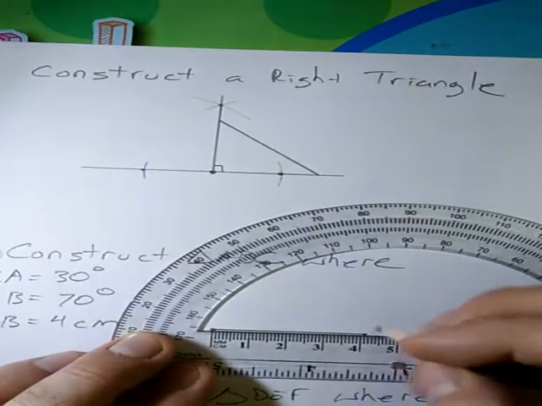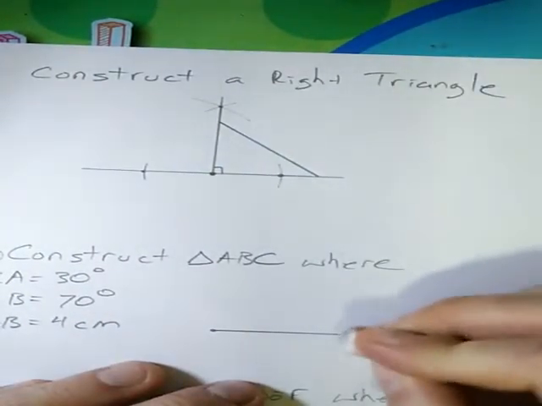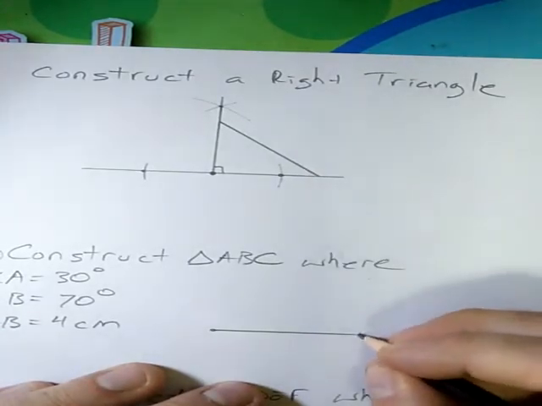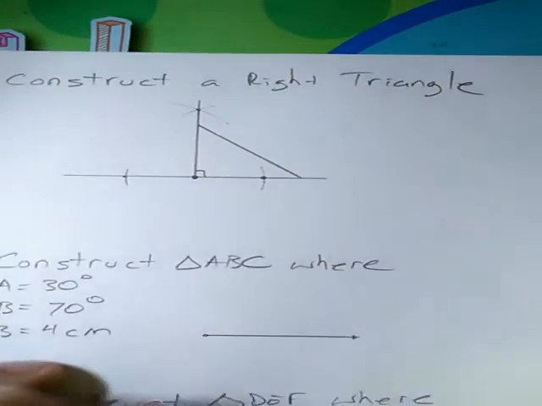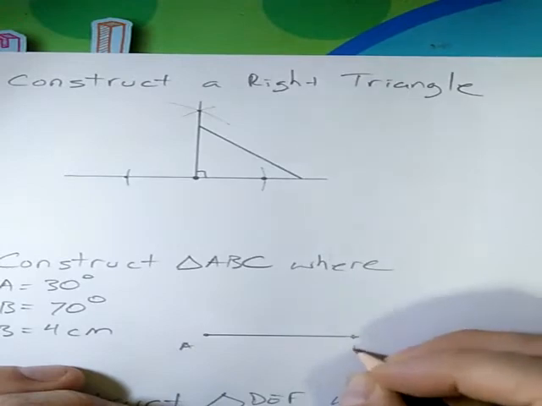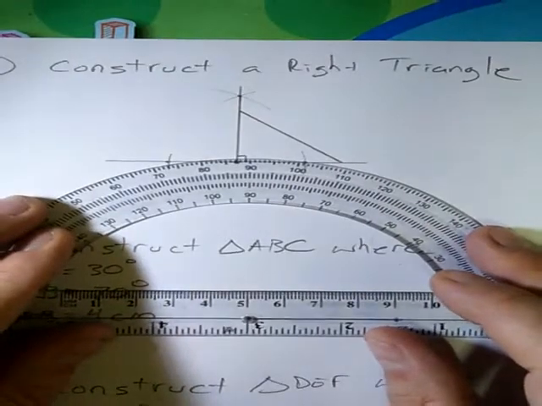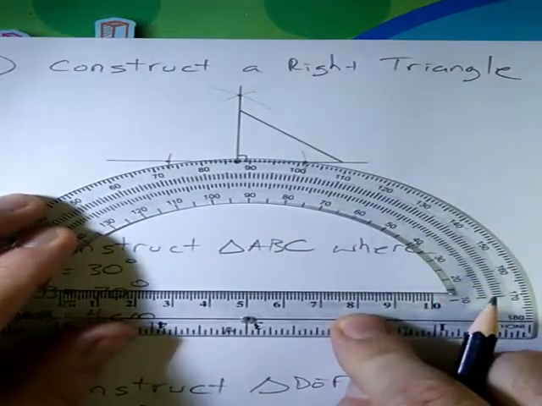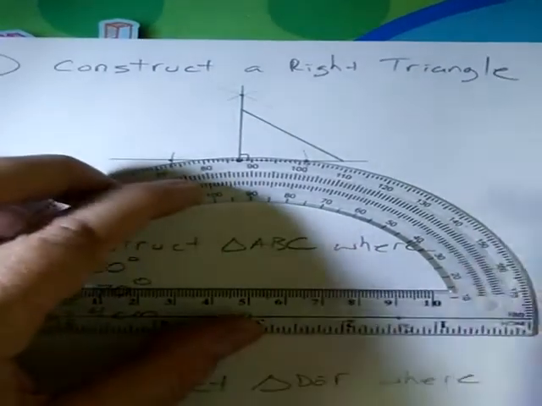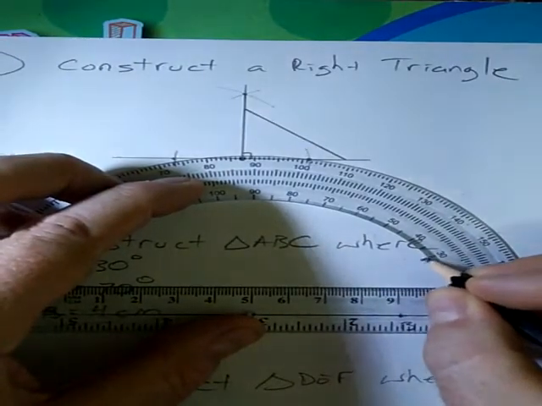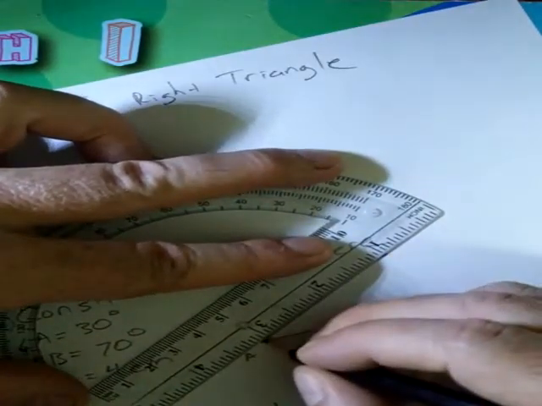Whoops, I went a little bit far actually. Enough to erase. I'll call this AB of 4 centimeters. A and B. And then angle A, 30 degrees. So I put the protractor right in the middle of A. Make sure this line is straight. And I want an angle of 30 degrees, which is going to be right here at 30 degrees. Put a mark there at 30. And then I'm going to draw a line from my mark to point A.